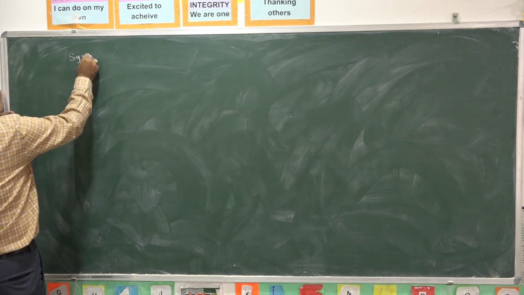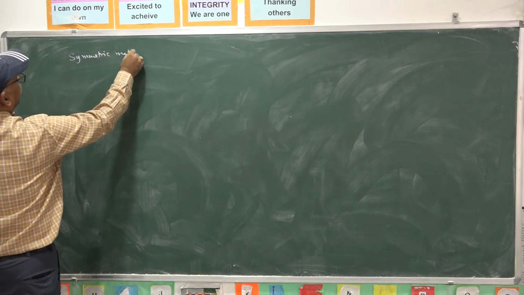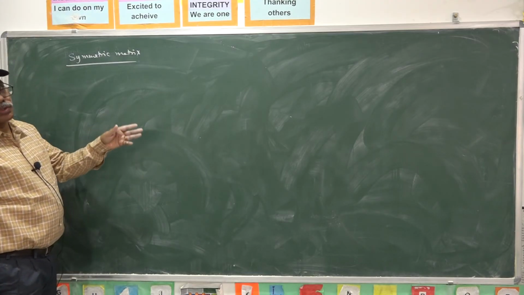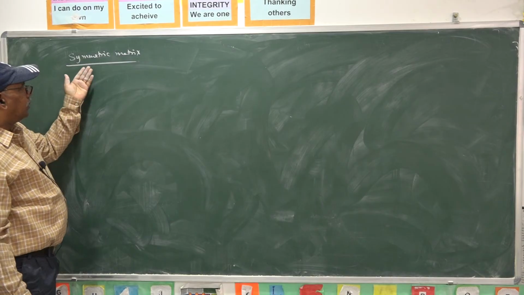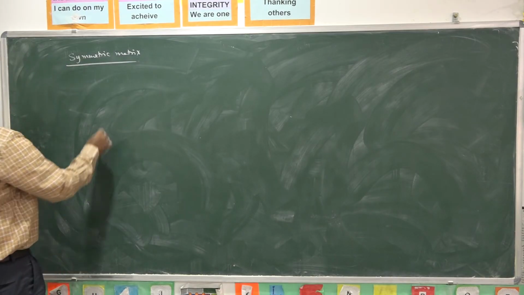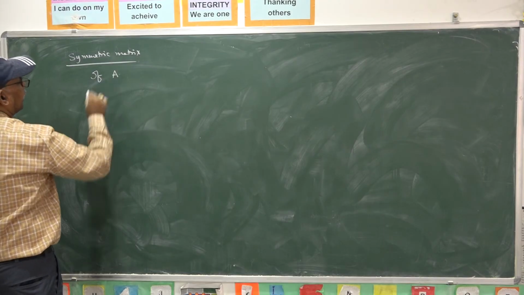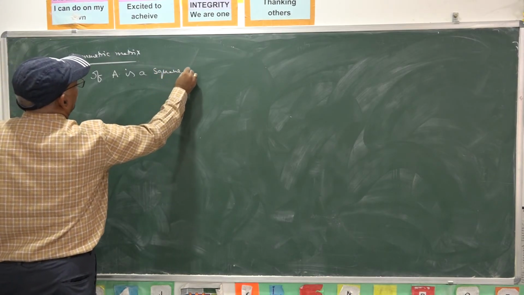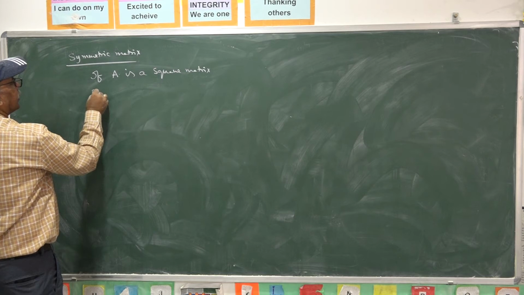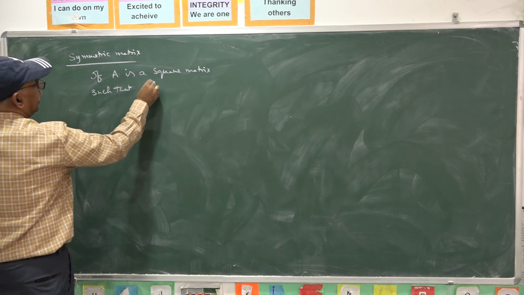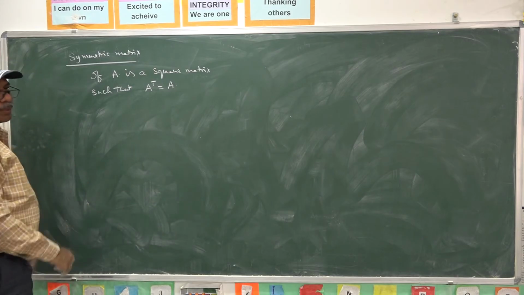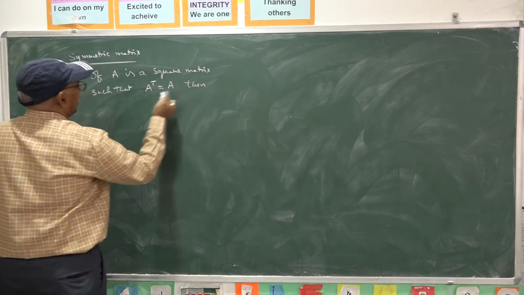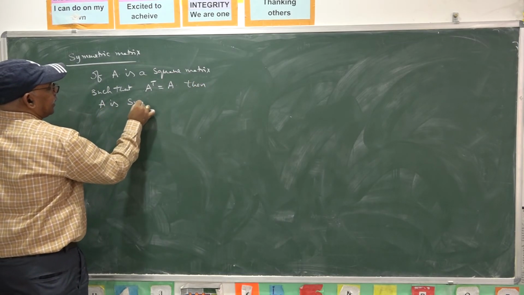Now, symmetric matrix. Based on transpose property of the matrix, symmetric matrix is defined. If A is a square matrix such that A transpose equal to A, the transpose of A is A itself, then A is called symmetric matrix.